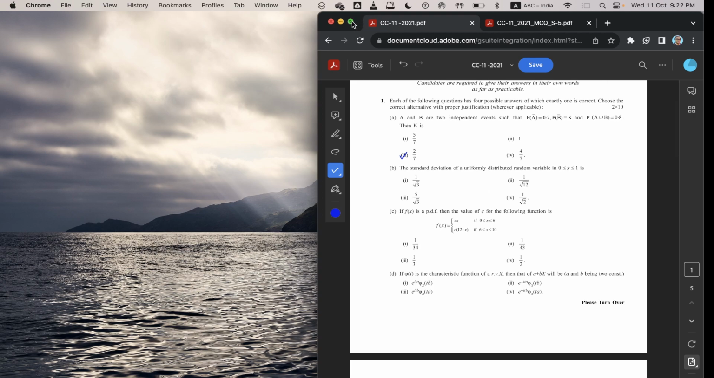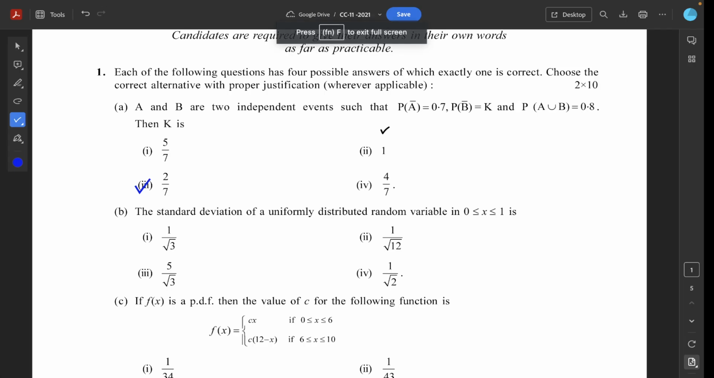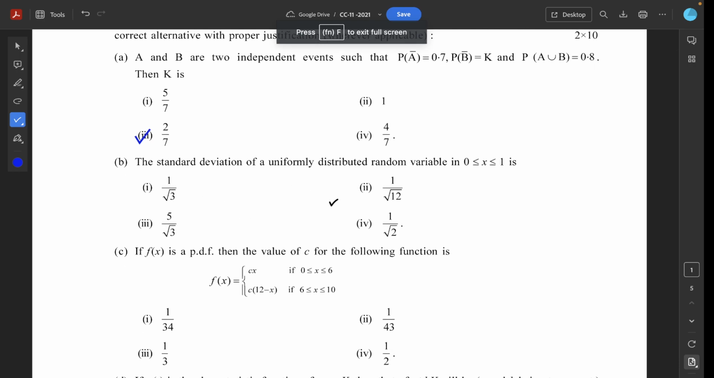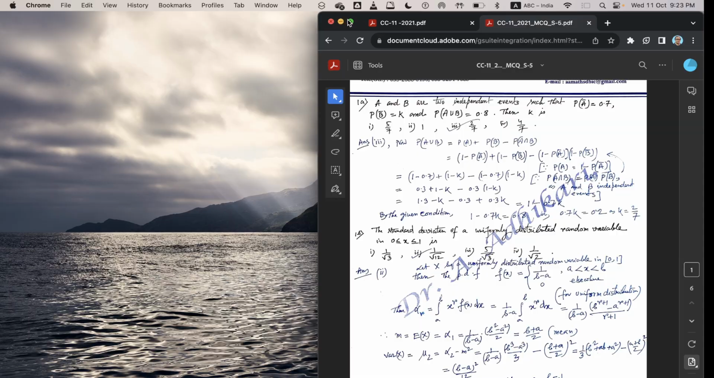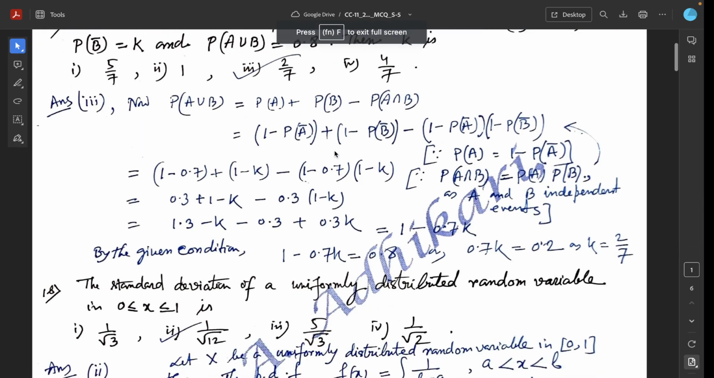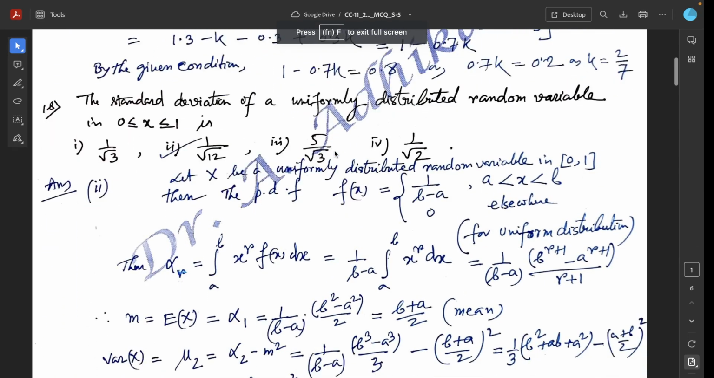Next question. The standard deviation of a uniformly distributed random variable, 0 less than or equal to x less than or equal to 1, is option A, B, C, D. Here option is 2.